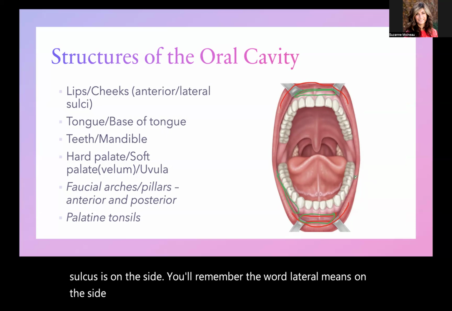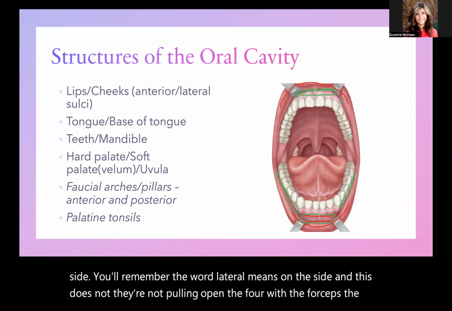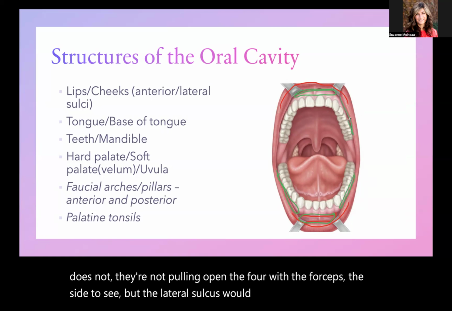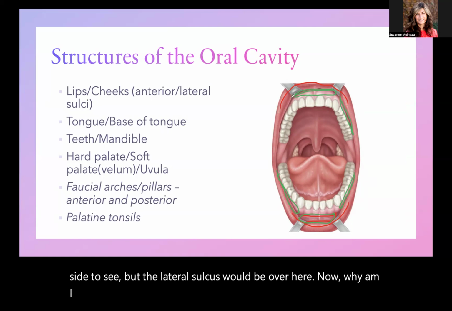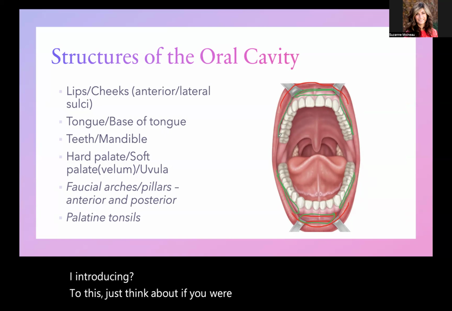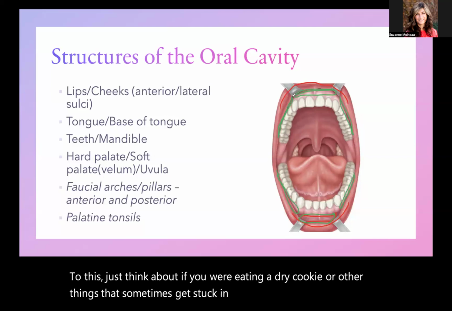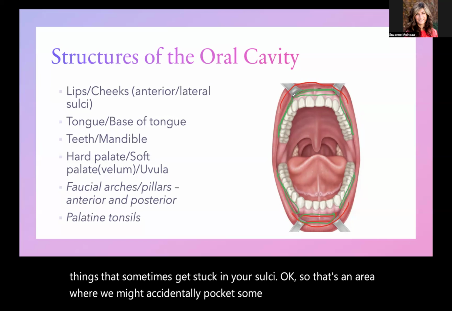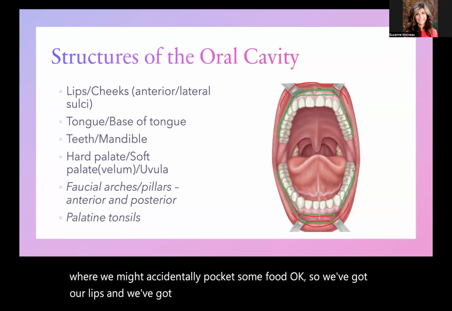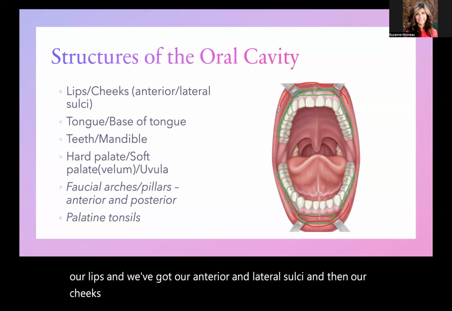And they're not pulling open with the forceps the side to see, but the lateral sulcus would be over here. Now, why am I introducing you to this? Just think about if you were eating a dry cookie or other things that sometimes get stuck in your sulci. Okay, so that's an area where we might accidentally pocket some food. Okay, so we've got our lips and we've got our anterior and lateral sulci, and then our cheeks. You can't see them here, but of course, you know where your cheeks are.